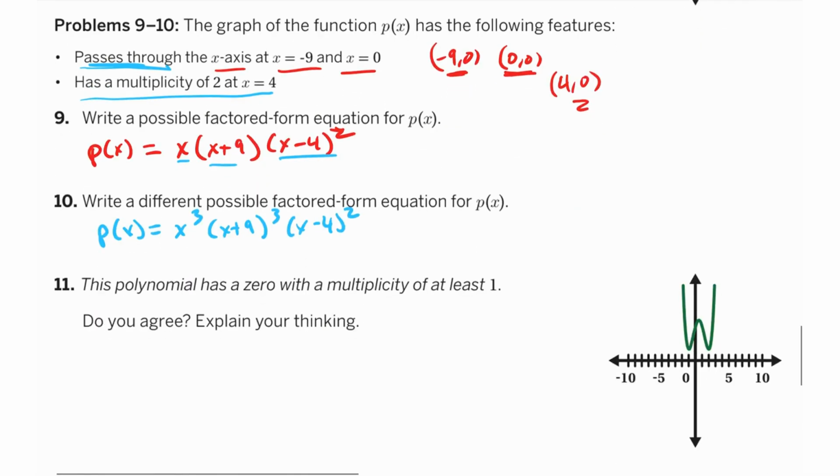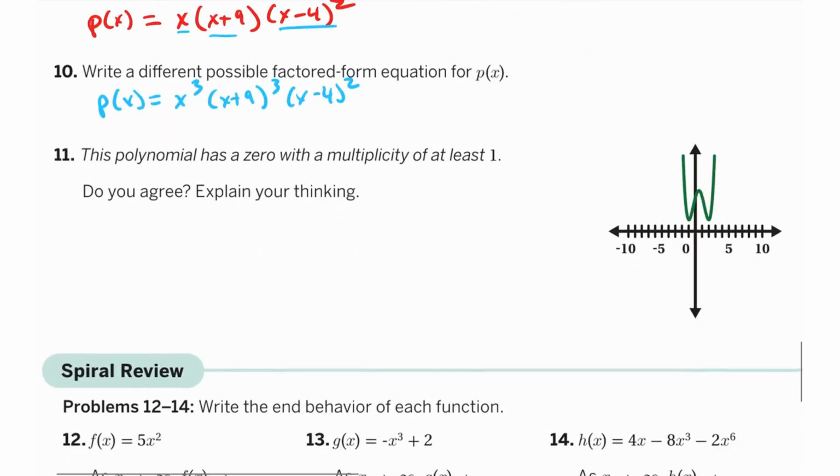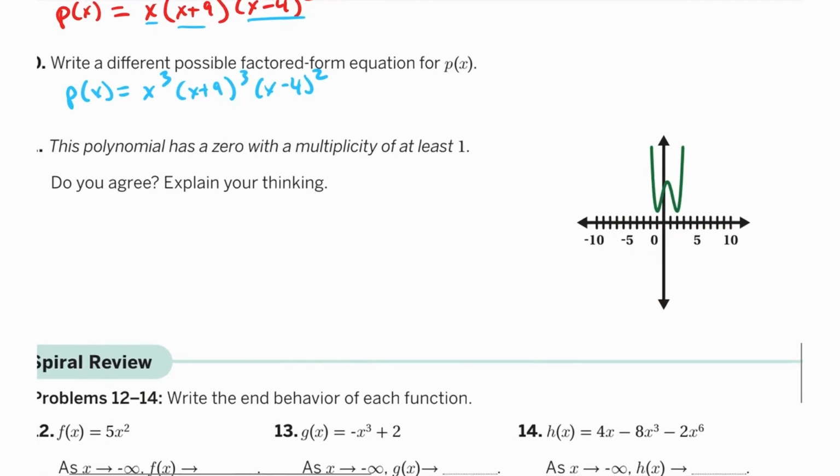Number 11, this polynomial has a 0 with a multiplicity of at least 1. Do you agree? And explain your thinking. So, has a 0 with a multiplicity of 1. So this is a very important term here, 0, because it does not say x-intercept. If this sentence said x-intercept, I would disagree, because this does not have any x-intercepts.